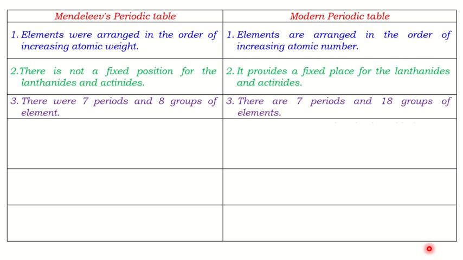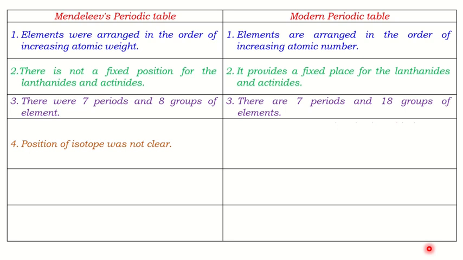Now let's have the table again. Another difference, we can say that the position of isotopes was not clear. Isotopes are elements having the same atomic number but different atomic weight. For example, hydrogen has 3 different isotopes: protium, deuterium, tritium. Protium has atomic number 1, deuterium also 1, tritium also 1, but the atomic weight of protium is 1, deuterium is 2, and tritium is 3. And all these 3 are not included in the periodic table.